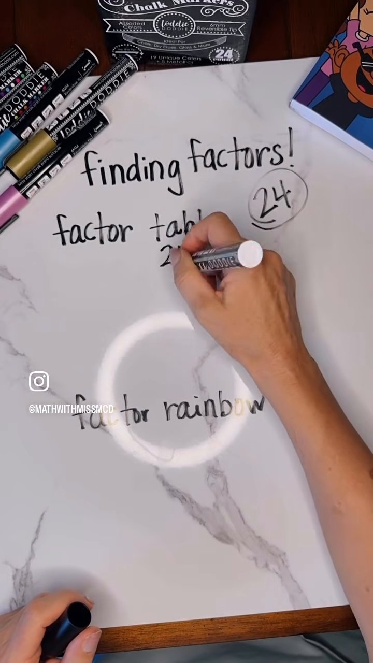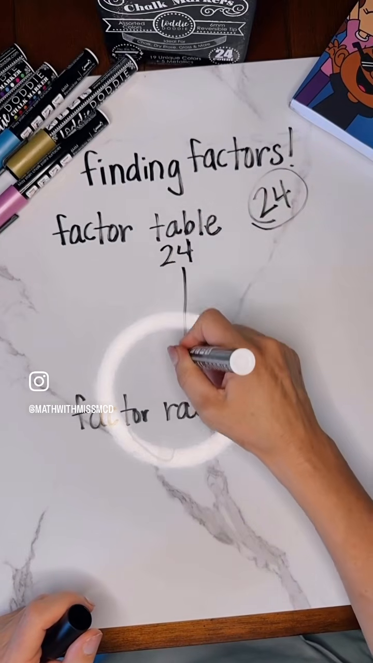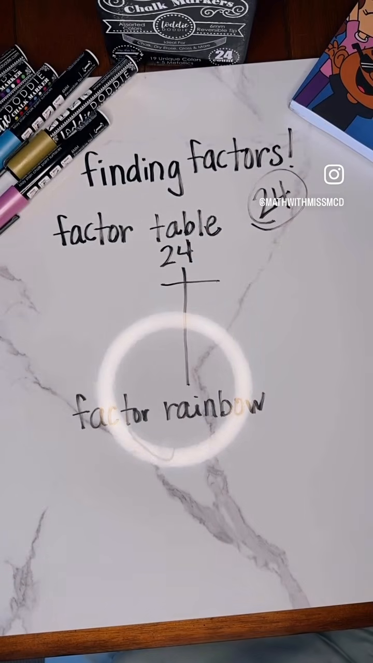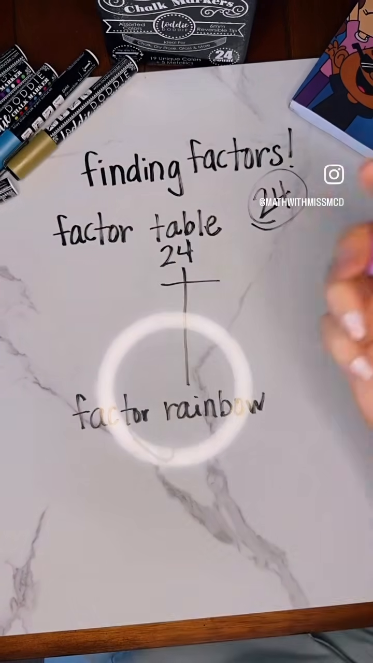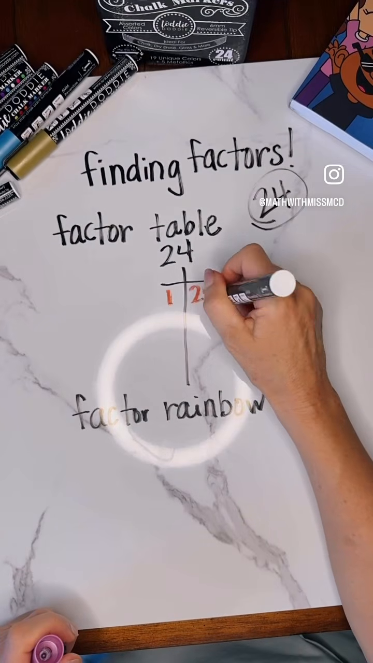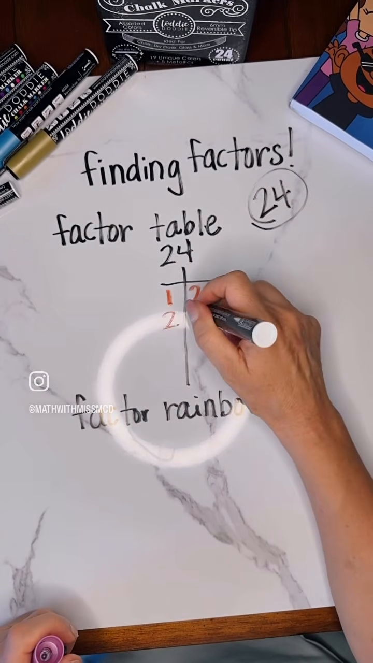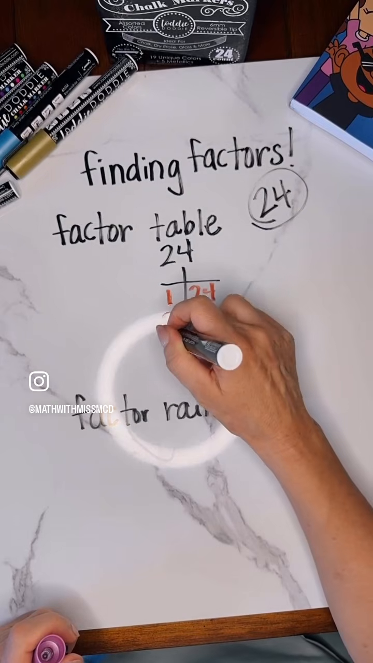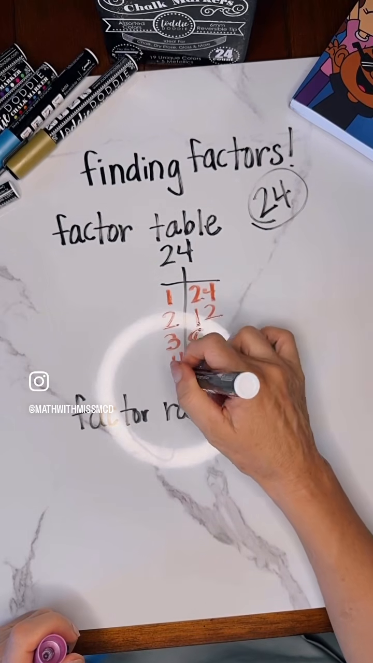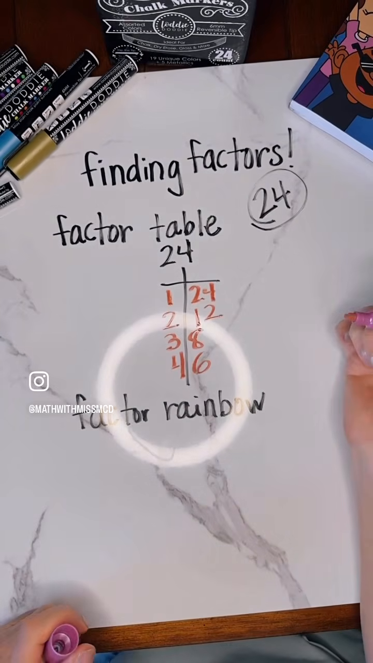We can use a factor table, which just involves us breaking down the 24 into its two factors on either side. We always want to make sure that we start with the number 1 and then go down in numerical order to make sure that we don't miss any. And remember that every single number is always going to have at least one factor pair of 1 and itself. That's the identity property.